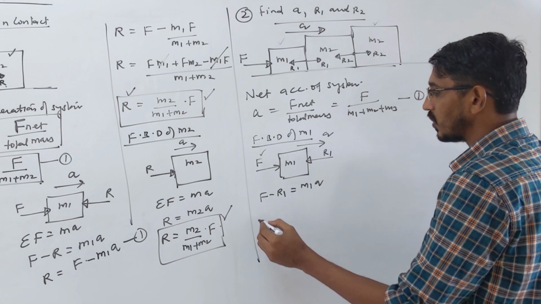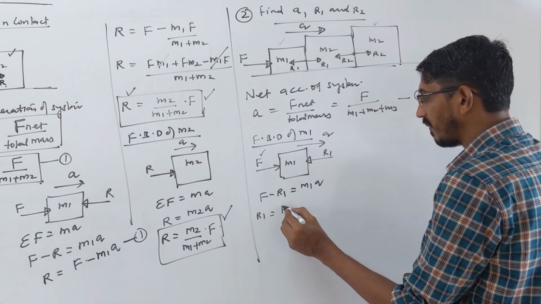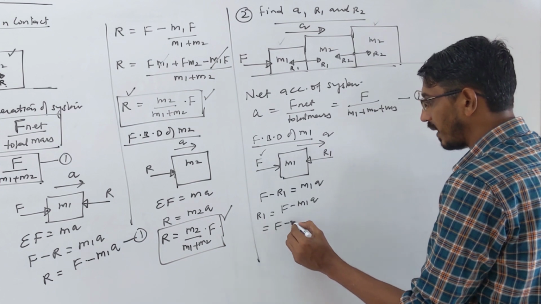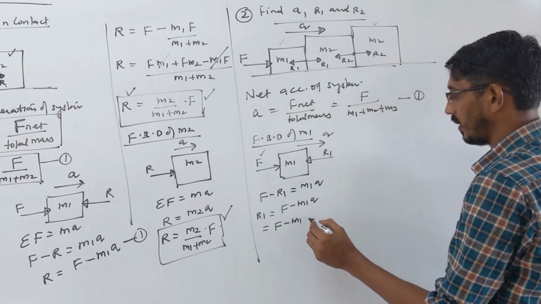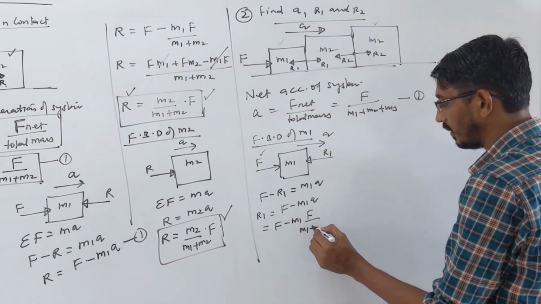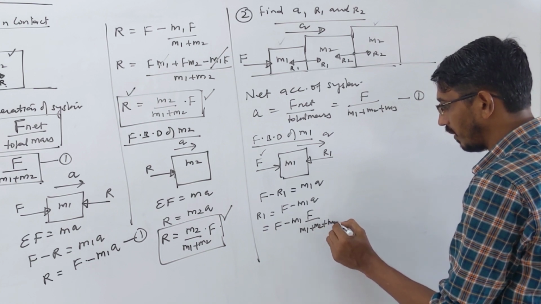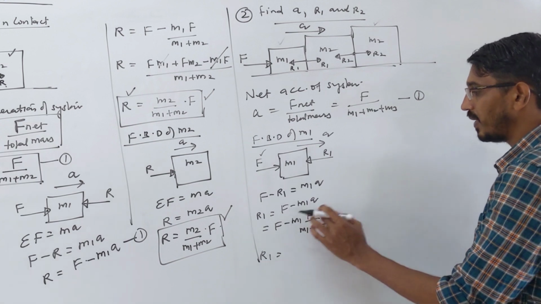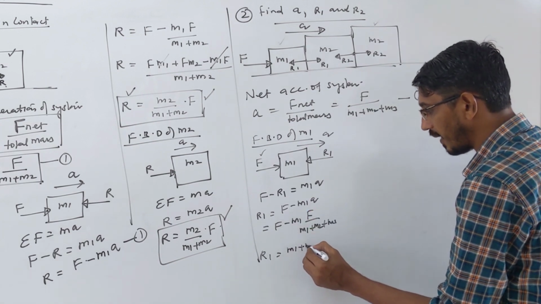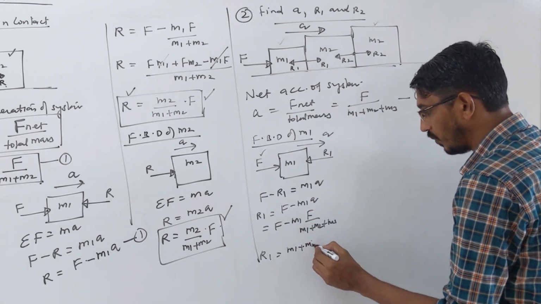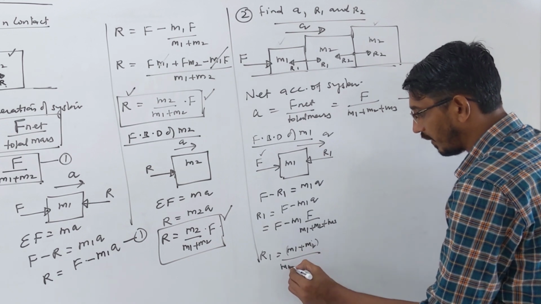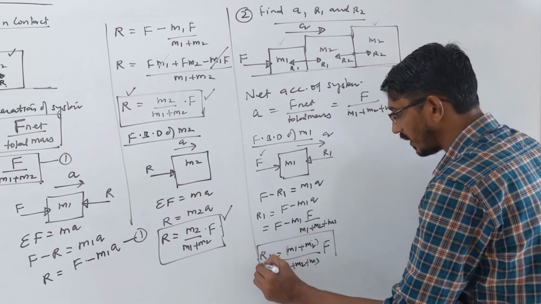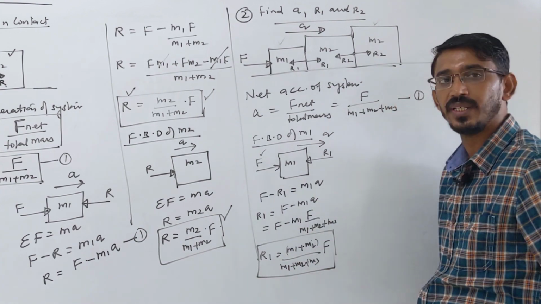So R1 is nothing but F minus M1 into A. A we have already found here, F upon M1, M2 and M3. When we do like this, M1 term gets cancelled, we get M1 plus M2 divided by M1 plus M2 plus M3 into F. That's the reaction R1, correct?